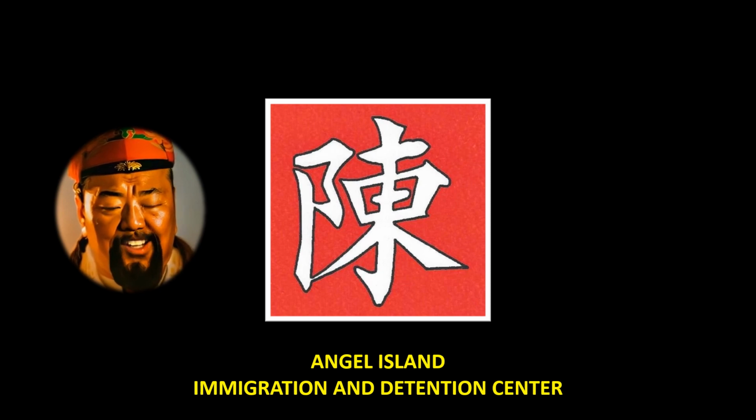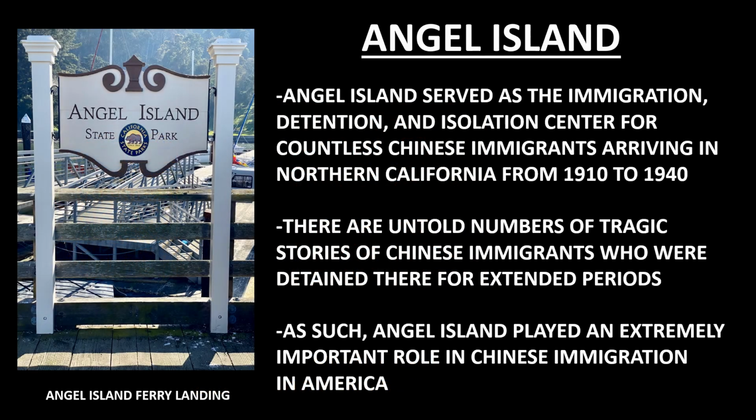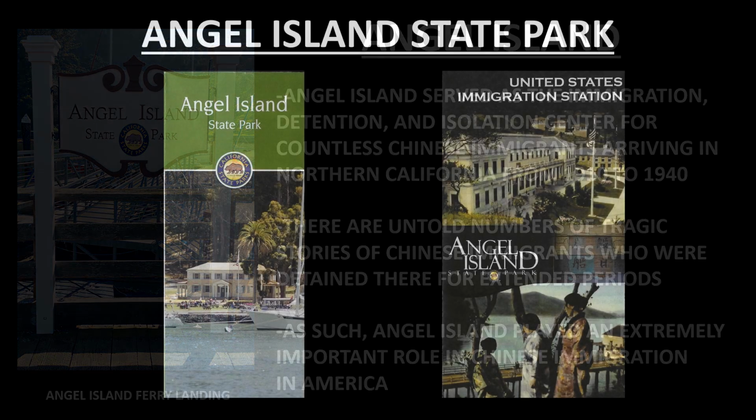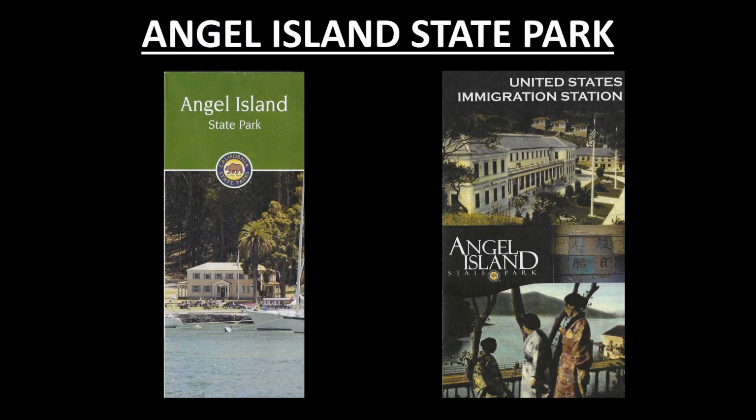The Angel Island Immigration and Detention Center. Angel Island served as the immigration, detention, and isolation center for countless Chinese immigrants arriving in Northern California from 1910 to 1940. There are untold numbers of tragic stories of Chinese immigrants detained there for extended periods. As such, Angel Island played an extremely important role in the story of Chinese immigration in America. Angel Island and the immigration station are now part of the California State Park system.